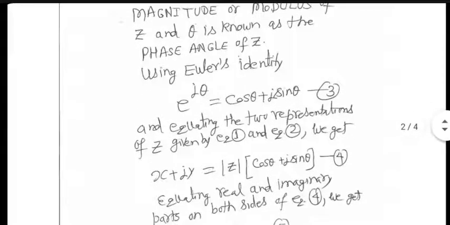Okay. So x plus jy for a given number will be the same as the magnitude of that number, which is magnitude of z, e to the power j theta, which is cos theta plus j sin theta. So if you compare real and imaginary parts on both sides of this equation, you get well-known things: x equal to magnitude of z multiplied by cos theta, y equal to magnitude of z multiplied by sin theta, and the reverse is also possible.